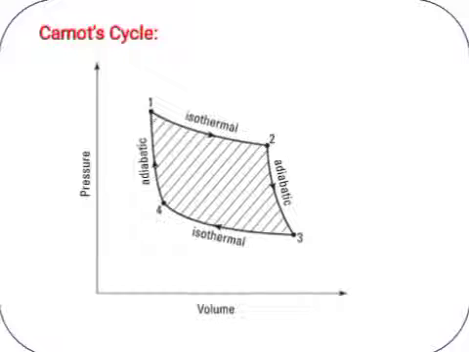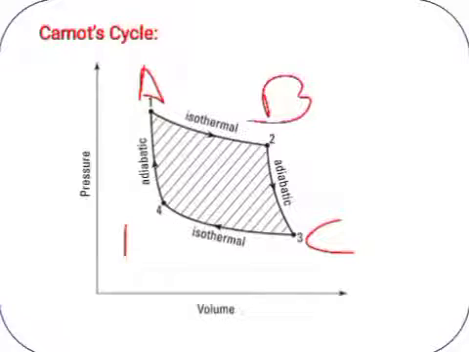So this is a graph which shows the Carnot cycle. So here along x-axis volume is considered, along y-axis pressure is considered. Okay, so this is a graph. We can say here this curve, this is A, this is B, and this is C, and this one is D. In this way also we can consider, instead of 1 2 3 4.